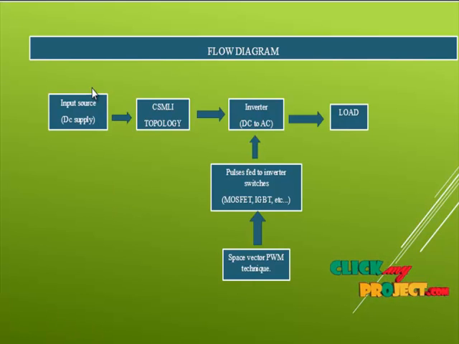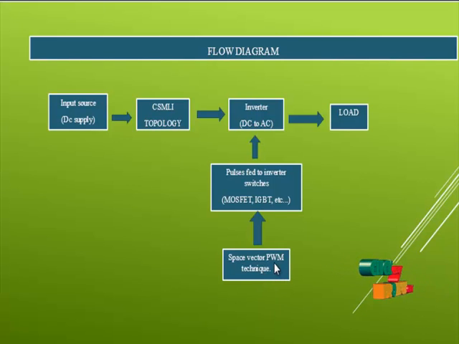This is the flow diagram of our product. This is the input source. This source is a DC supply. The source may be a battery, PV cell or fuel cell, and the DC supply is fed to the inverter section, and the inverter components are connected in CSMLI topology. That means cascaded switched capacitor multi-level inverter topology, and the inverter switches such as MOSFET or IGBT are gated from the gate driving circuit, and the technique is the space vector PWM technique.